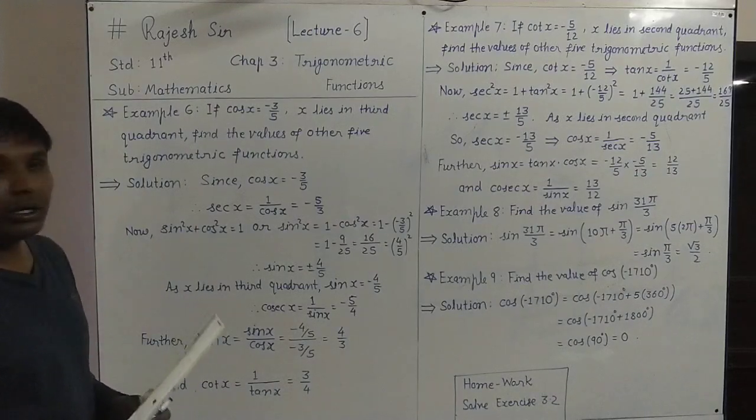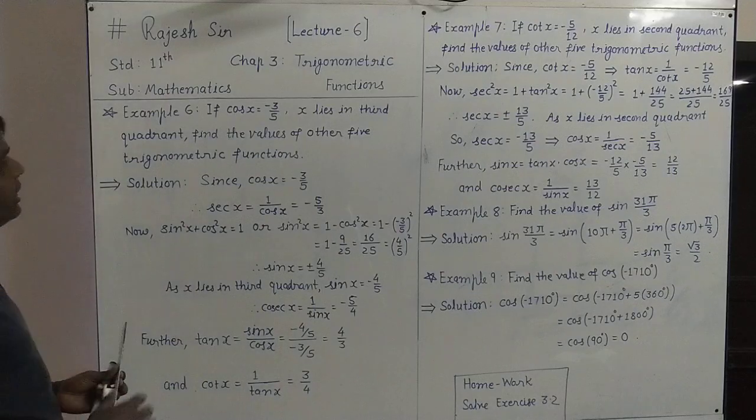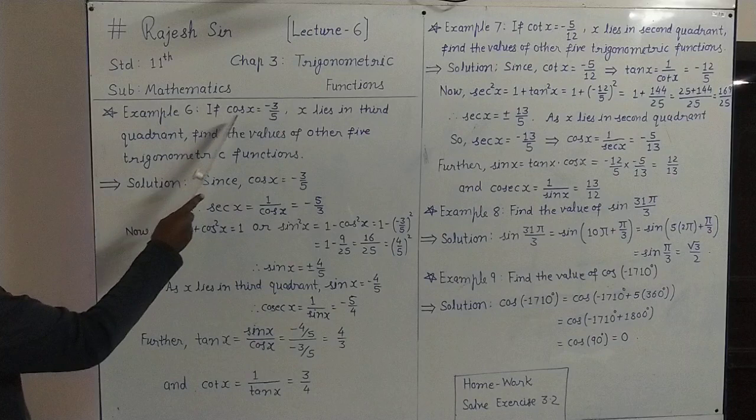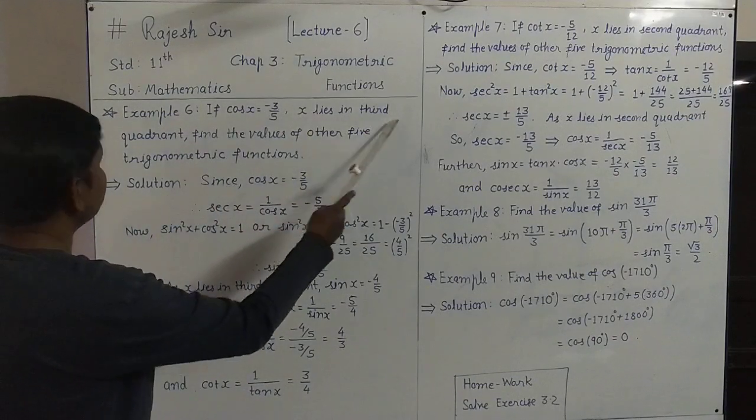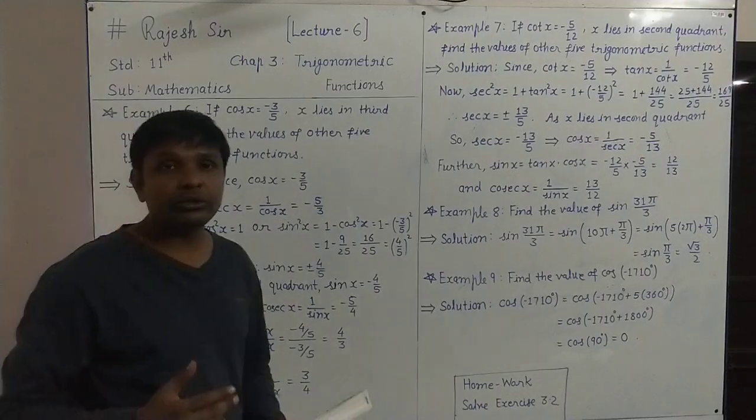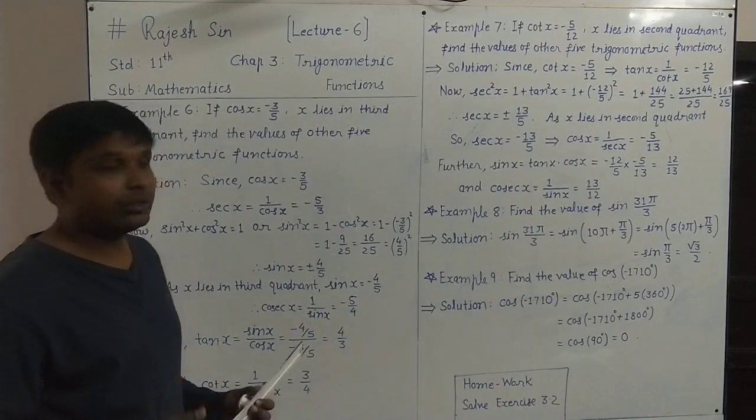On the basis of that knowledge we can now see some examples, how to apply that knowledge in these examples. Example number 6 is here first. If cos x equals minus 3 by 5, where x lies in the third quadrant. We have seen in the last lecture, in each quadrant 1, 2, 3, 4, what is the sign of each of the functions?